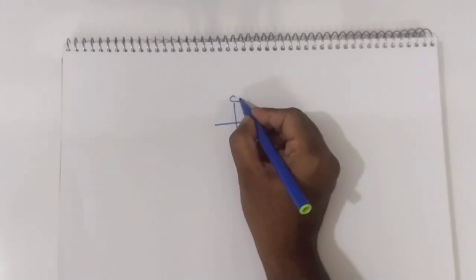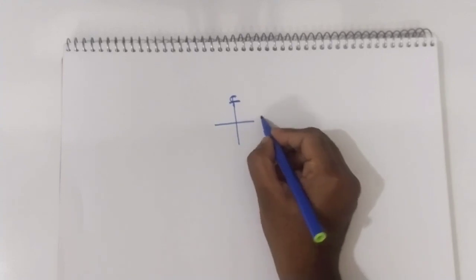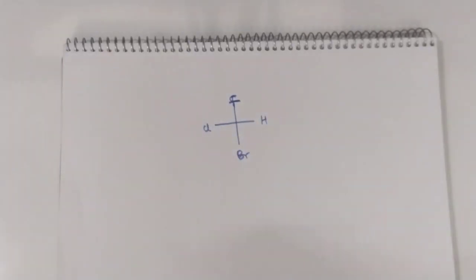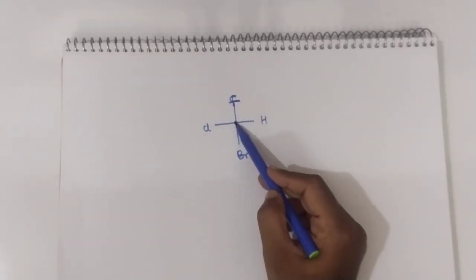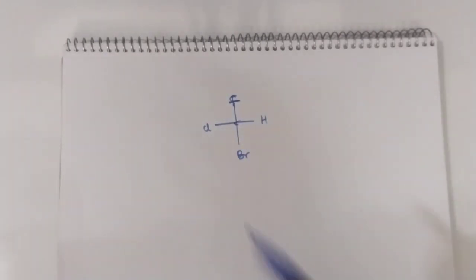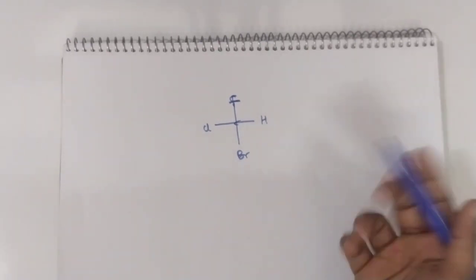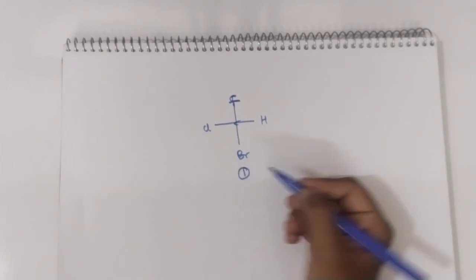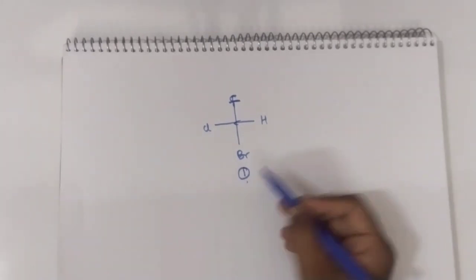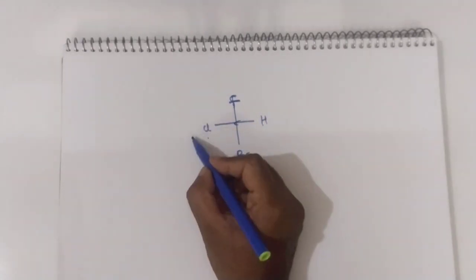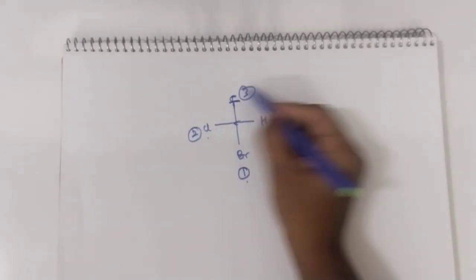Suppose you have fluorine here, hydrogen, chlorine and bromine. First of all, you have to give the priority based on the atomic number. Here all the groups attached to the central carbon are different, so they have different atomic numbers. Which has the higher atomic number here? It is bromine. Hence I have given it the first priority. Then among chlorine, fluorine and hydrogen, chlorine has the higher atomic number. Hence it is second priority, this is 3 and this is 4.